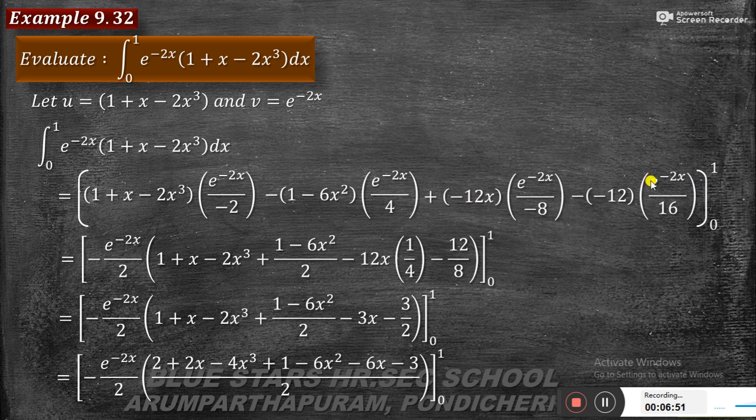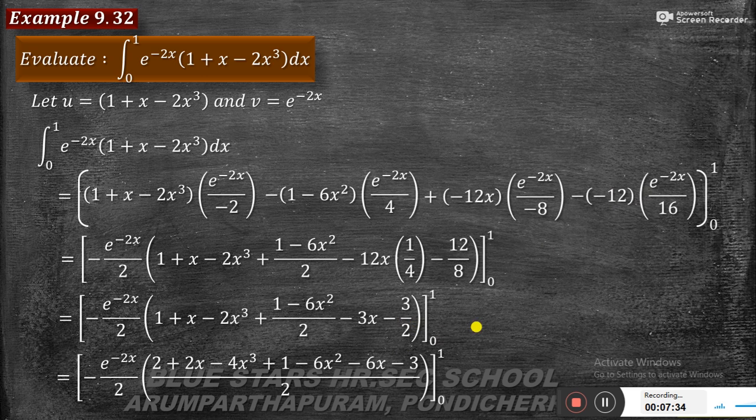So the limit is 0 to 1. In the next step you write it: e^(-2x) minus of e^(-2x)/2, you write the remaining terms, 1 + x - 2x^3, next 1 - 6x^2 by 2, next minus 12x. Into e^(-2x), that means minus e^(-2x)/2 only you take outside, so the remaining factor is minus 12x into 1 by 4. So next here, minus e^(-2x)/2 you take outside, so the remaining factor is minus into minus plus, so you take the 1 minus outside, so remaining is minus 3 by 2.